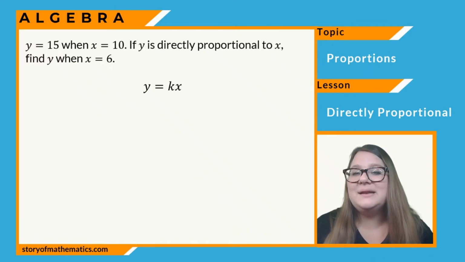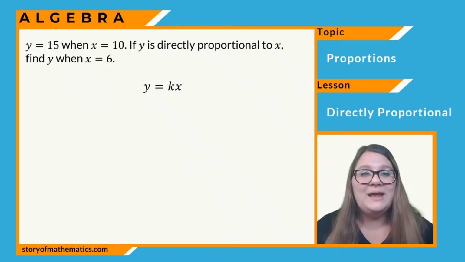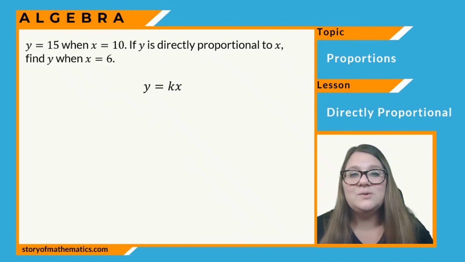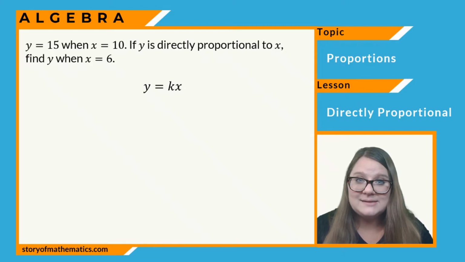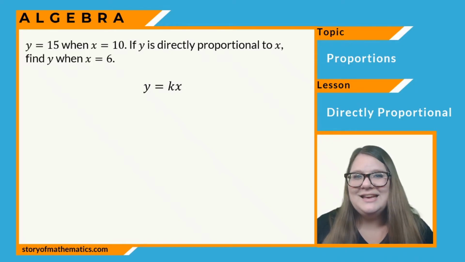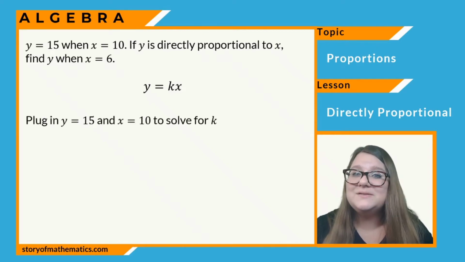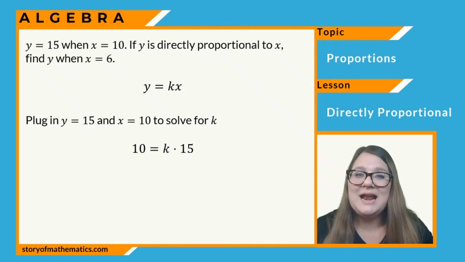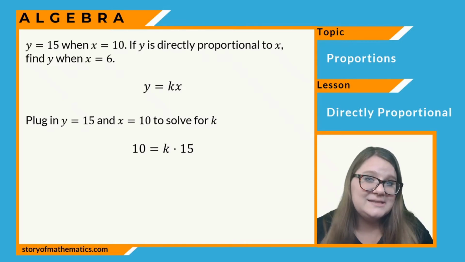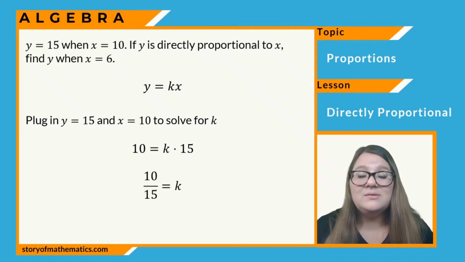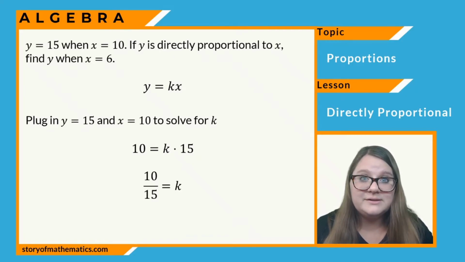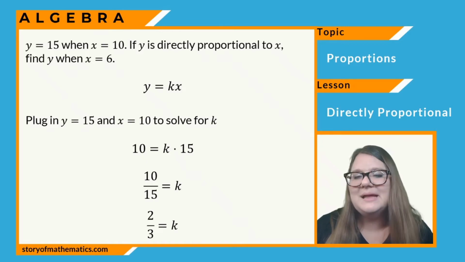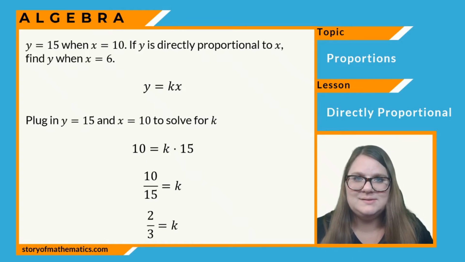In this one, I'm going to tell you that y equals 15 when x equals 10, and y is still directly proportional to x. And I want to know what is y when x equals 6. In this case, I'm going to plug in y equals 15 and x equals 10 into my equation. And once I do that, I can divide by 10 on both sides to solve for k. Now, 10 over 15 is simplifiable if you divide both numbers by 5. That tells me that k equals 2/3.